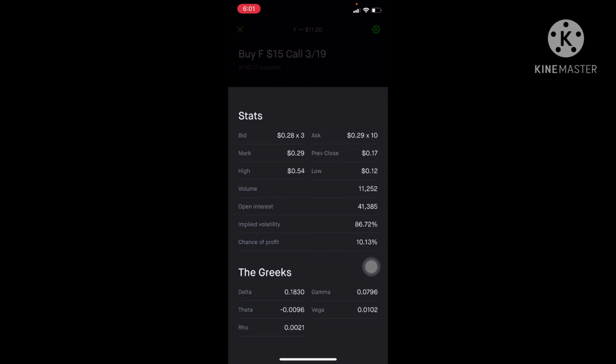So you want to make sure that the stock has open interest. This contract has a great amount of open interest, which is 41,385. Volume is 11,252 on this particular contract. And that doesn't just mean everywhere. That just means right here in Robinhood. Now, the implied volatility is 86% in this contract.